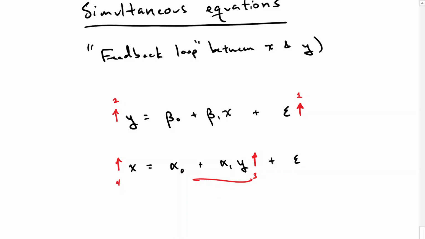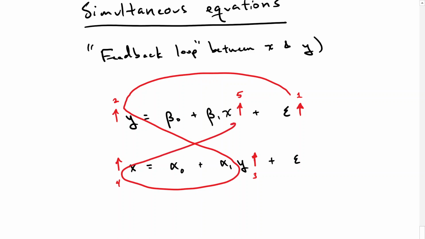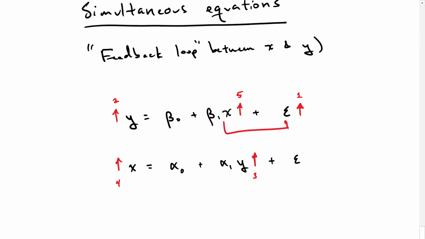And if x goes up there, x goes up here too. And that's number 5, right? Essentially what this is showing is that the error term is correlated with x. Because if the error term increases, it's going to increase y, and that's going to increase x, and that's going to increase x back in the original equation. So these are correlated with each other. That means we have the problem of endogeneity.